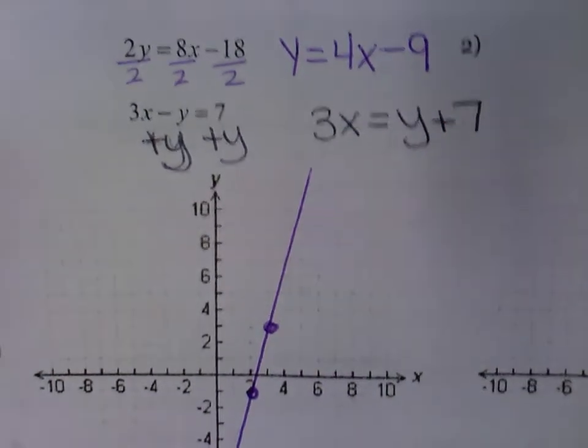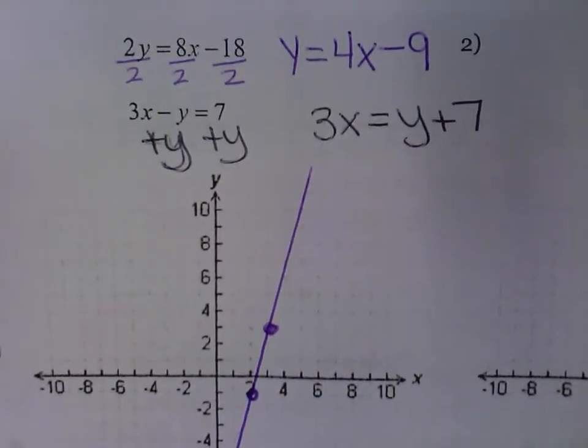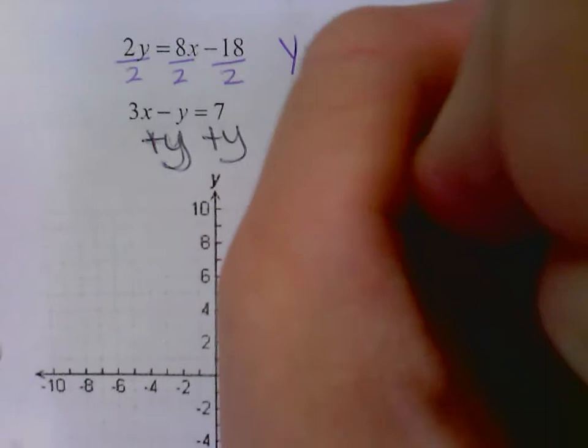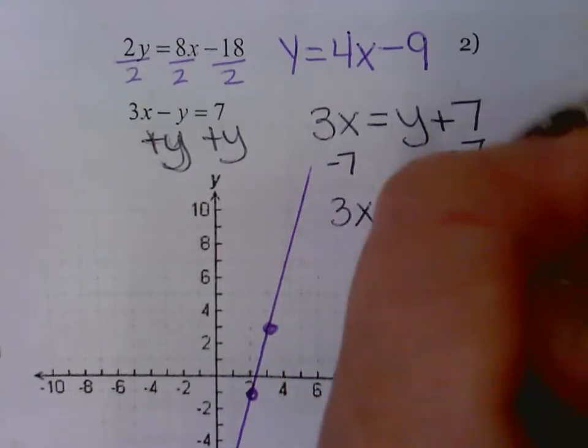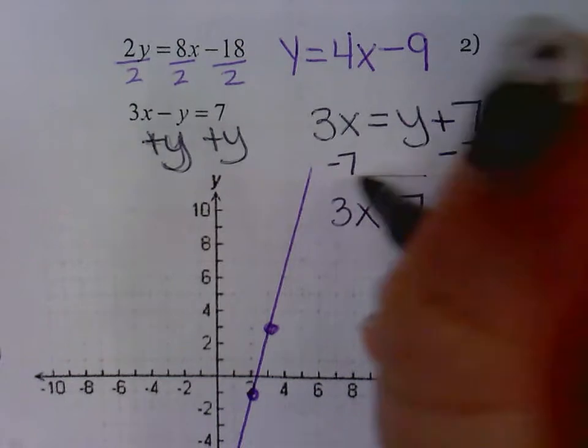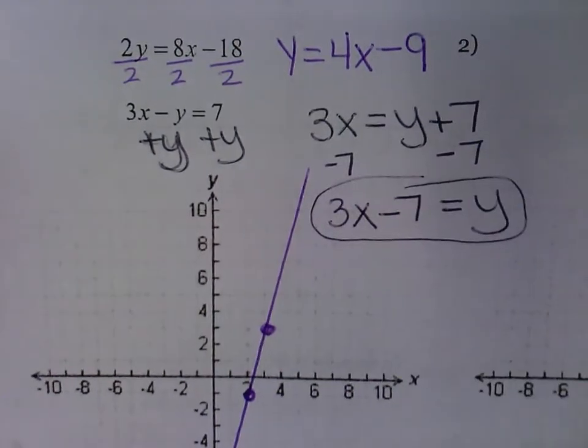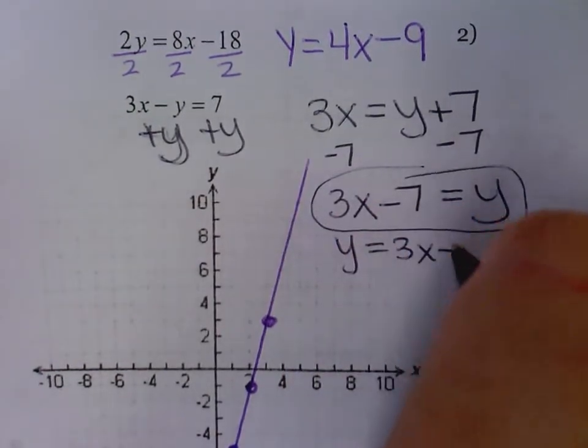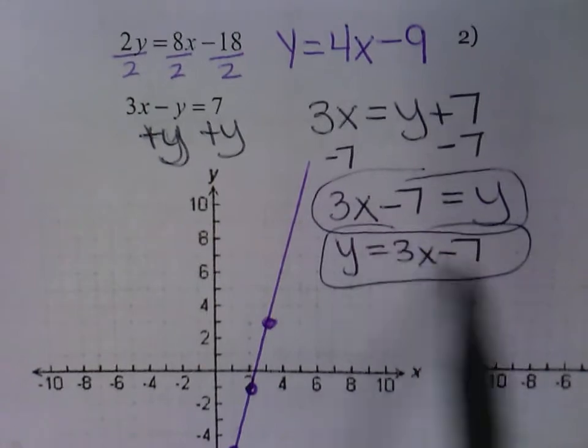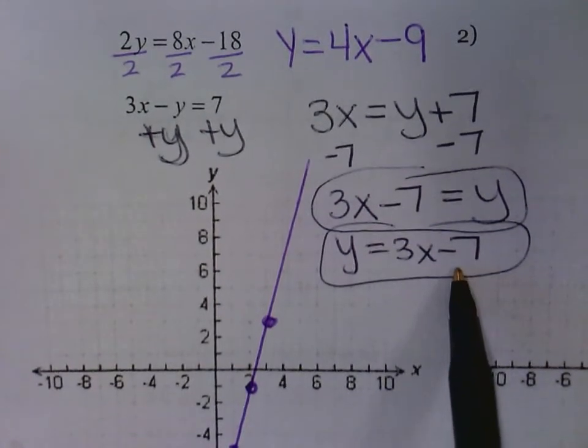I'm not quite ready to graph it yet. What do I have to do next? I need to get the y by itself. So subtract the 7 to the other side of the equation. 3x minus 7 equals y. Can I read the equation in this order? Sure. It's just reversed. This is y equals mx plus b. If it makes you feel better to rewrite it, y equals 3x minus 7, that's just symmetry over the equal sign. So either way, I can tell what the y-intercept is, and I can tell what the slope is.